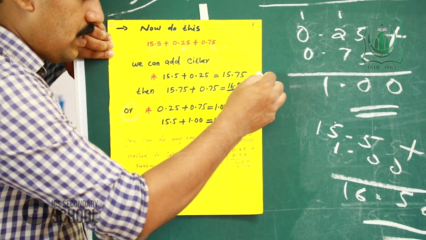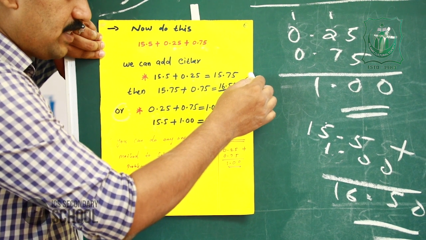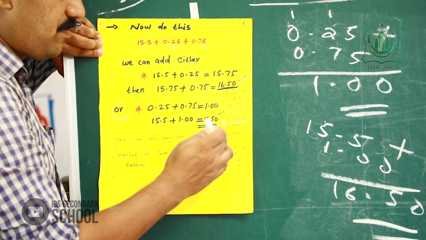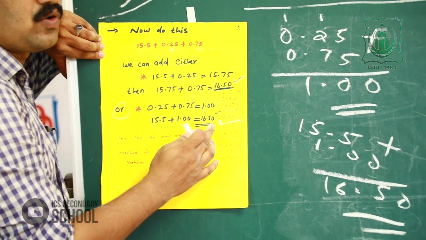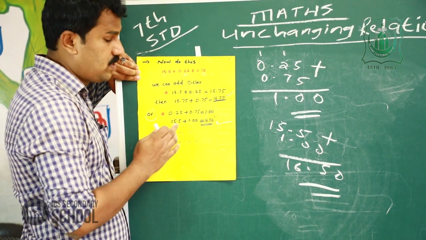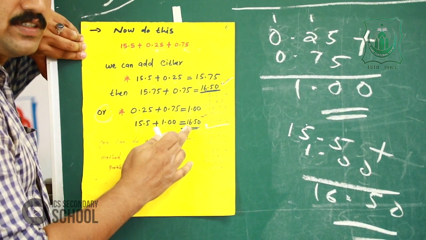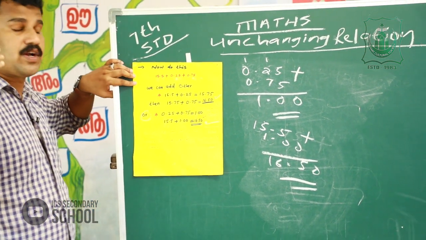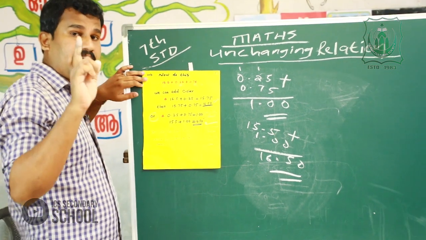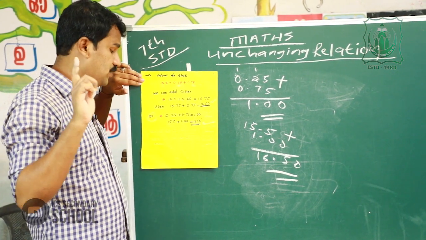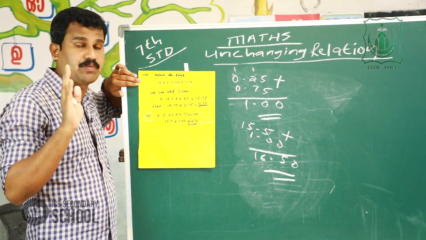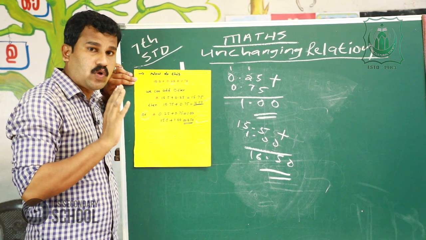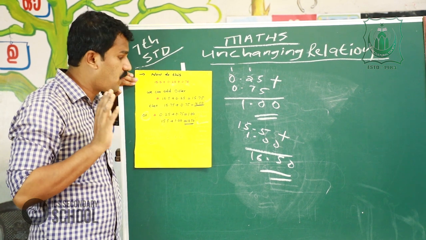So look at this here: the first method answer is 16.50, and the second method also gives the same answer, 16.50. So you can use any one of these methods to solve this addition problem.